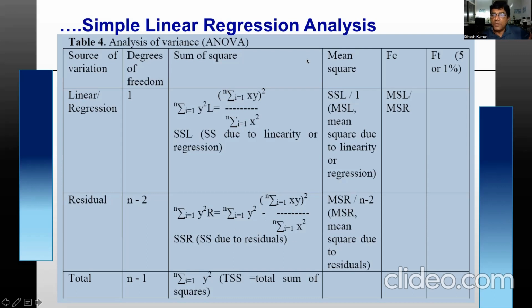As a general rule, now you need to calculate the mean square variance, which is the sum of square divided by degree of freedom. So whatever value of sum of square due to regression, or linearity, you get, divided by 1, you will get the mean square due to regression. Similarly here also, you divide the value of sum of square by n minus 2, that is the degrees of freedom, and you will get the mean square due to residual, or error mean square.